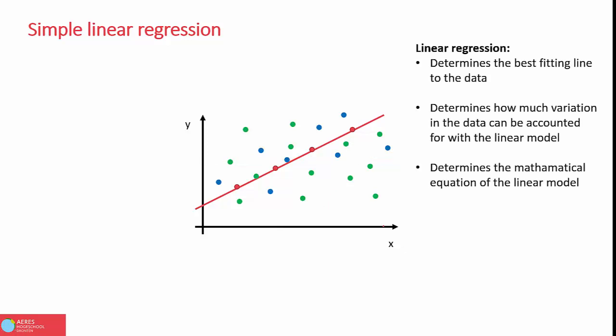So, in essence, linear regression determines the best fitting line to the data. This is our regression model. It also determines how much variation in the data can be accounted for with our linear model, and it determines the mathematical equation of the linear model. Having the mathematical equation will help us in actually making predictions. For example, if we want to make a prediction for this x value, we have no data point. But if we have the equation for the red line, we can calculate the predicted value of y given this value of x.